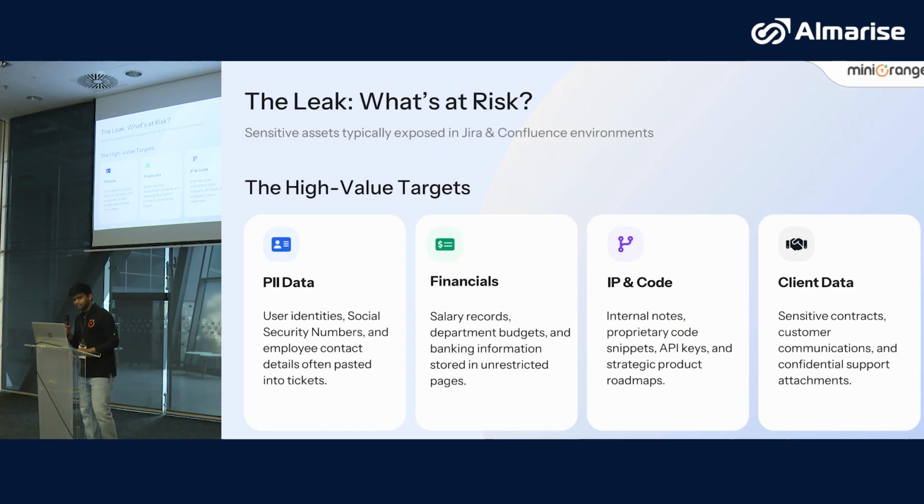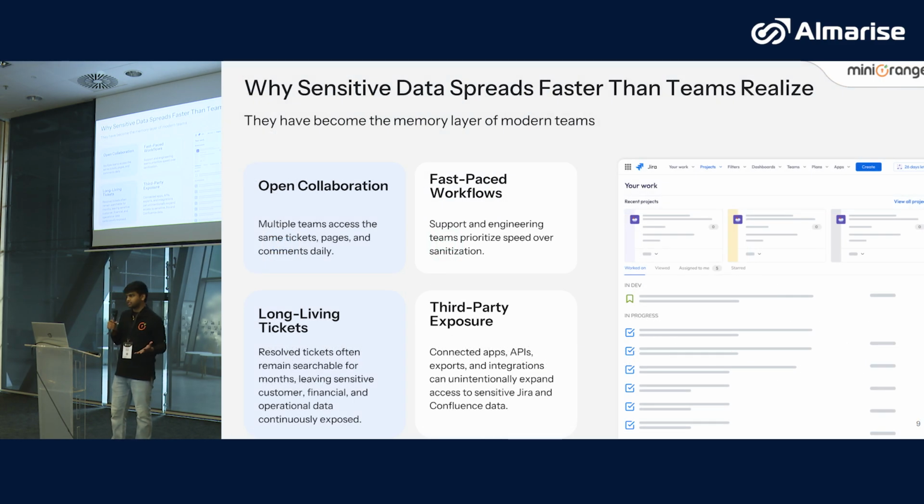So when I say sensitive data, it's classified into four categories. One is PII, which is basically social security numbers or anything which can help identify an internal user or a customer. Financial data can be your salary reports or your company's finances. IP, which is basically API keys and strategic product roadmaps, and client data, which is when we are involved with customer tickets. So why does sensitive data spread faster, right?